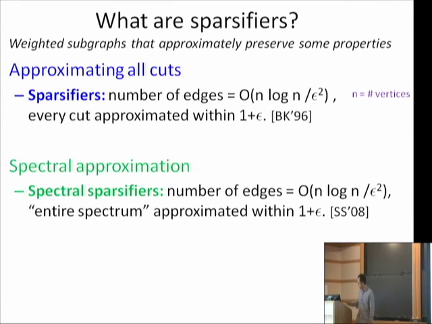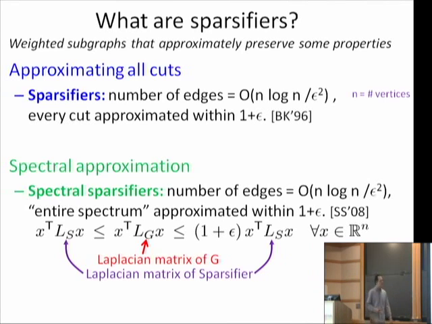So formally, what does this mean? This condition means that for every vector x, we have these inequalities between the Laplacian matrix of the original graph and the Laplacian matrix of the sparsifier. If you don't know what a Laplacian matrix is, that's fine. We're not going to use this at all in the rest of the talk. But perhaps what's worth saying is that the condition on approximating cuts follows from this just by using 0, 1 vectors x.